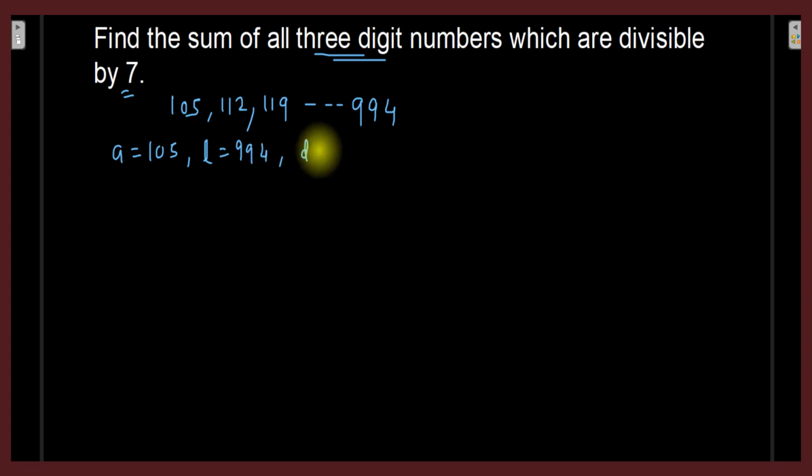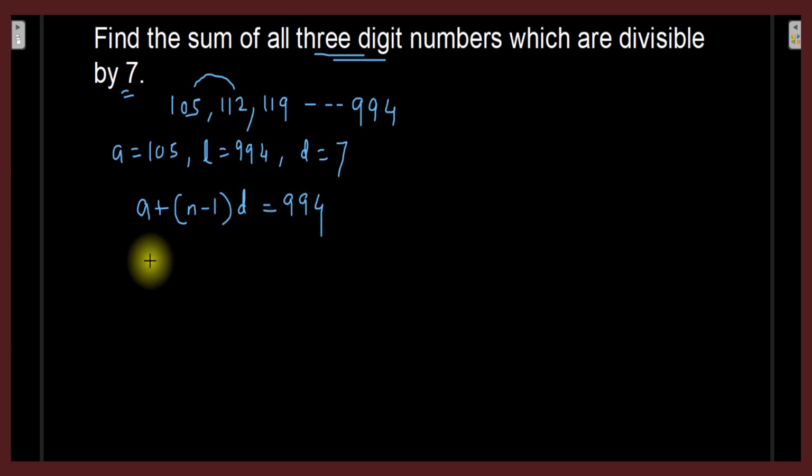And the common difference, that is D, is what? Second term minus first term. So that will be 7. So the common difference is 7. L is 994 and the first term is 105. So here we know that the last term, that is An is equal to A plus n minus 1 into D, that is 994.